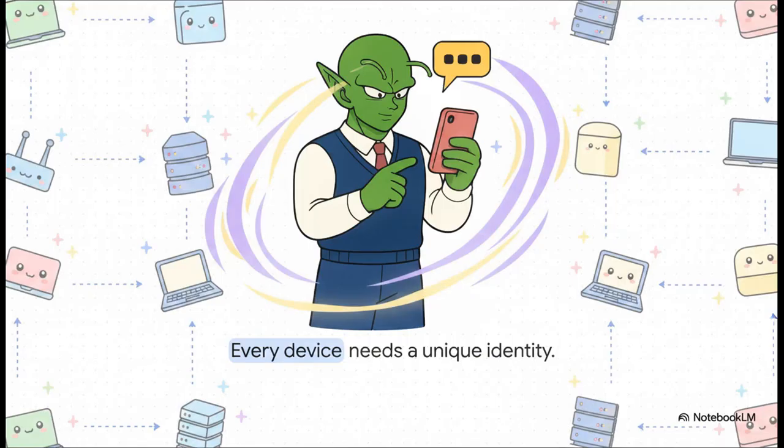Okay, check this out. The source uses a pretty great analogy here, even bringing in Piccolo checking a smartphone. Because think about it, in a universe packed with billions of devices, right? Phones, laptops, huge servers, how does a simple text message know exactly where to go? Well, just like every martial artist has their own specific energy signature, every single device connected to the internet needs a unique identity. Without it, the internet would just be absolute chaos. Messages would literally be flying blind. So what's this digital signature actually called?